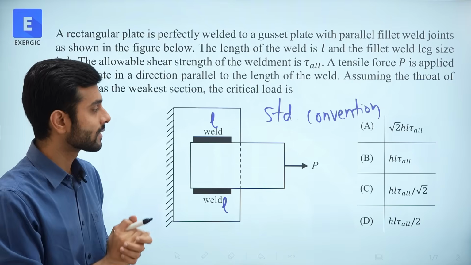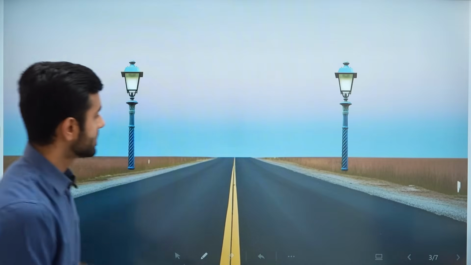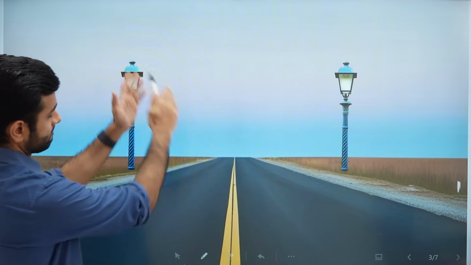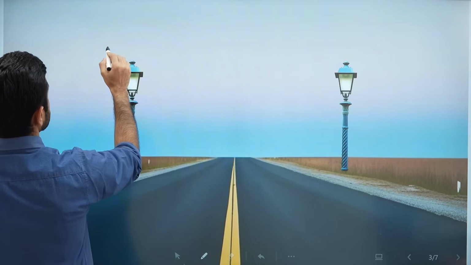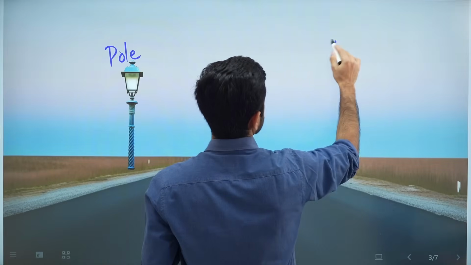Let me show you how. I'll give you one example here. I've prepared one example for you. Suppose this is a road which is going, and this is one pole, and this is another pole. Okay?